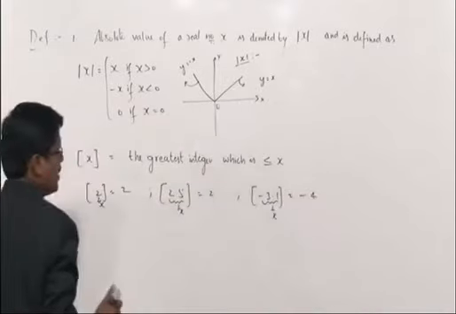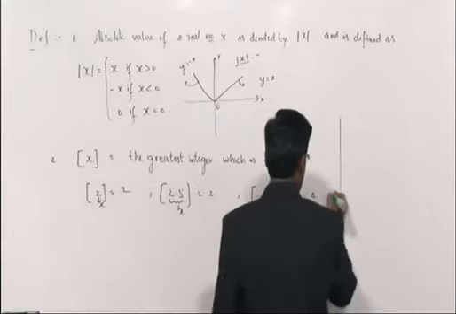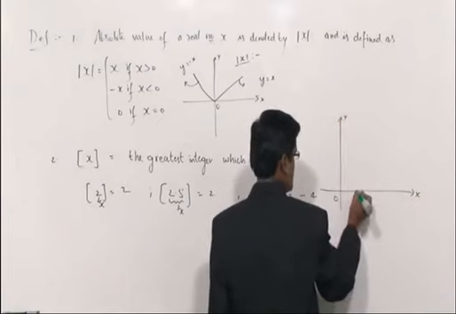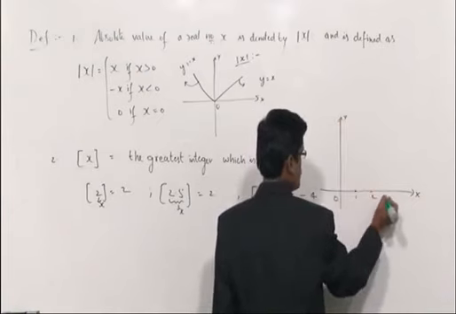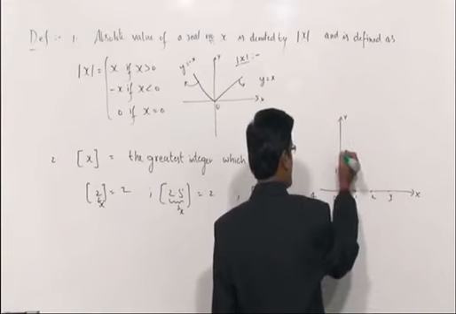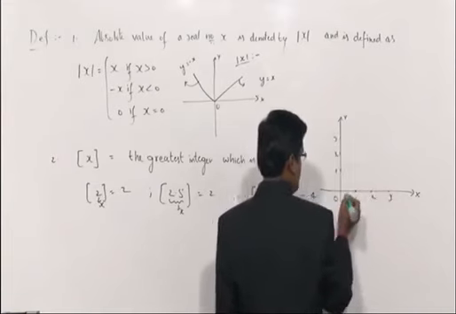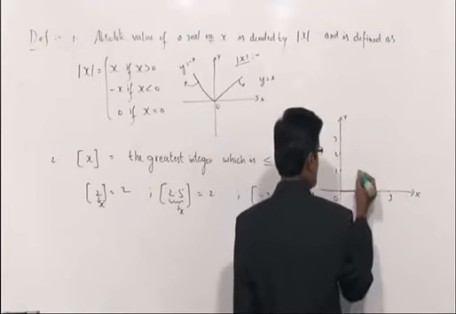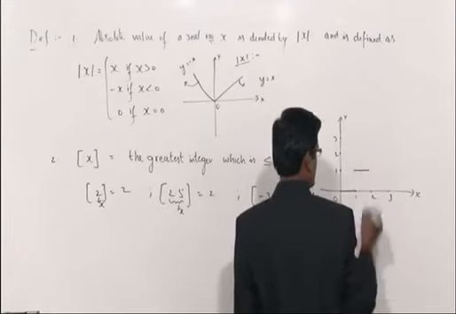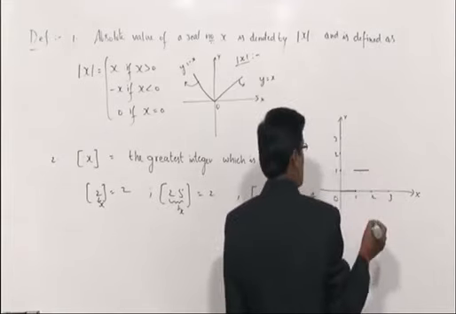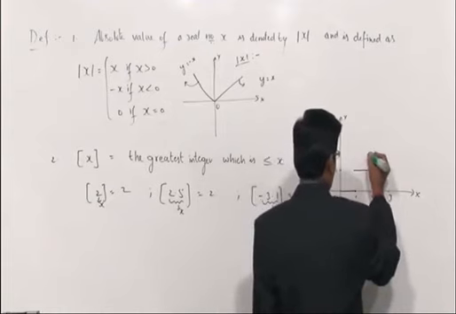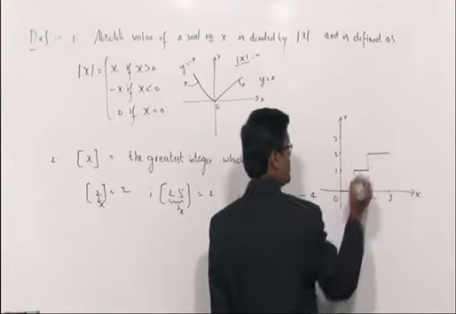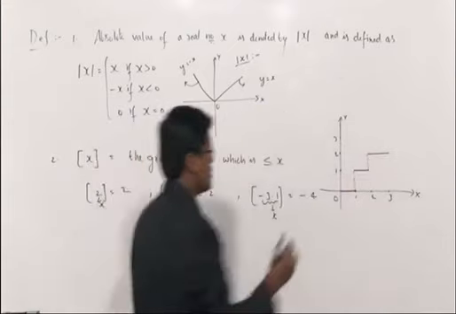The graph of this function, everyone knows. I am considering the first part, that is the positive part: 1, 2, 3. Similarly here also, randomly 1, 2, 3. From 0 to 1, the square bracket x value is 0. From 1 to 2, take any real number between 1 and 2, the square bracket x value is 1. Take any number between 2 and 3, the square bracket x value is 2. So it looks like steps. That's why it is called the step function.